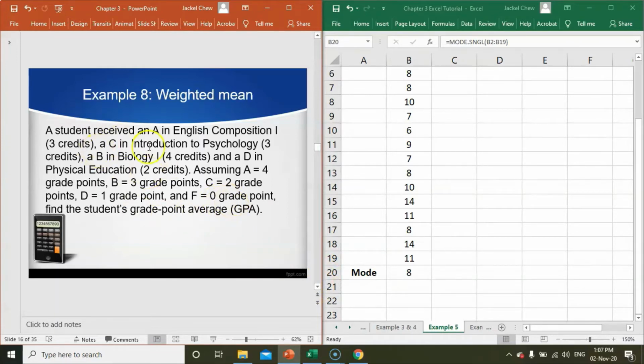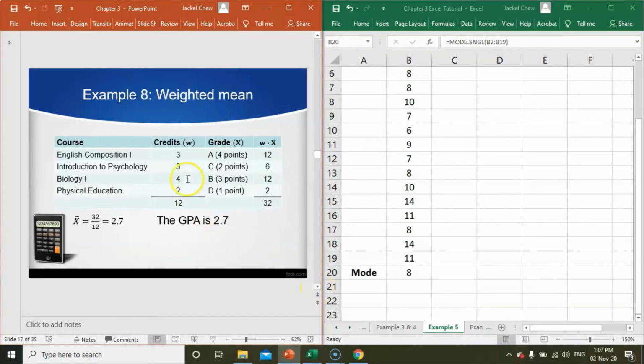Okay, so you can read this slide later on when you pause this video, and then you need to make a table from the sentence just now. For credit, this is your weightage, and for grade you can decide for grade A as 4 points, B 3 points, C 2 points, and D 1 point. Basically these points represent the grade point. So for each row, you multiply the weightage with the grade point, and then you total up. And then this total you divide by the total weightage, then you get the GPA.